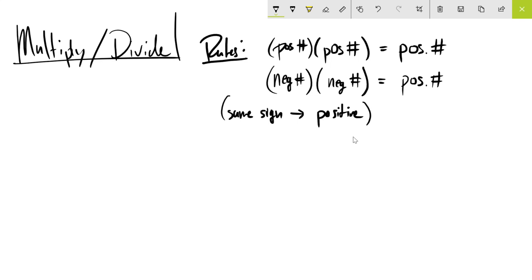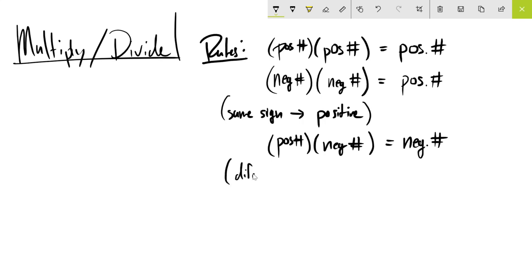Now, what happens if you have a positive number with a negative number in multiplication and division? That's how you end up with negative numbers in multiplication and division. There's only one way to do it. It has to be a positive times a negative or vice versa, a negative times a positive. And so if it's different signs, then that's how you can end up with a negative result.